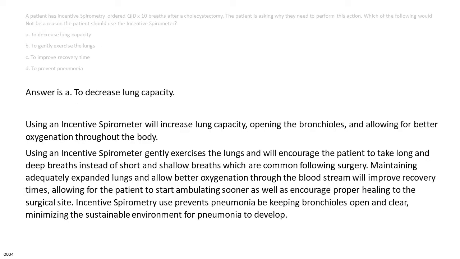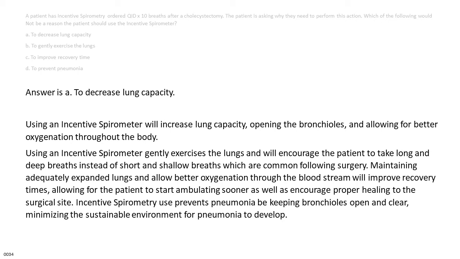Answer is A. To decrease lung capacity. Using an incentive spirometer will increase lung capacity, opening the bronchioles, and allowing for better oxygenation throughout the body. Using an incentive spirometer gently exercises the lungs and will encourage the patient to take long and deep breaths instead of short and shallow breaths which are common following surgery.